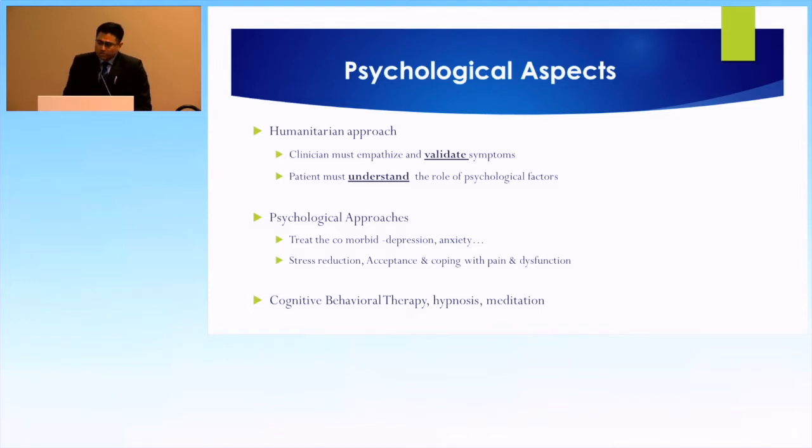Regarding psychological approaches, there's not much literature out there specifically for chronic pain. Yesterday I was looking, and only 2 articles have been published showing evidence that CBT works very well in patients who have chronic pain in Ehlers-Danlos syndrome. But we should definitely treat the comorbid depression and anxiety. We should have stress reduction, acceptance and coping, and different strategies. There's also anecdotal evidence of using hypnosis and meditation, but there's no good quality literature on that.